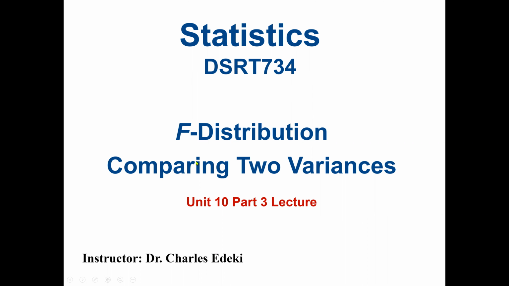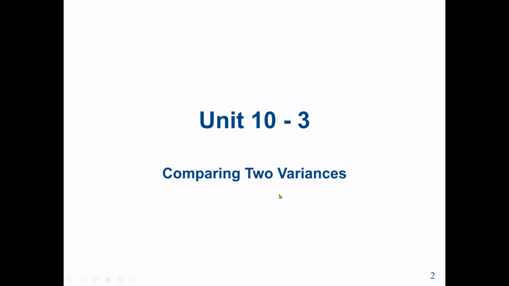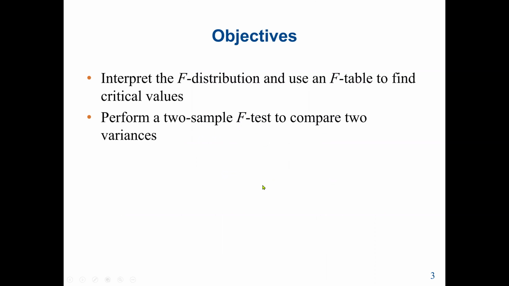In this lecture, we're going to start with the F distribution, compared to variances. Our main objective here is to interpret the F distribution, use an F table to find critical values, and perform a two-sample F-test to compare two variances.